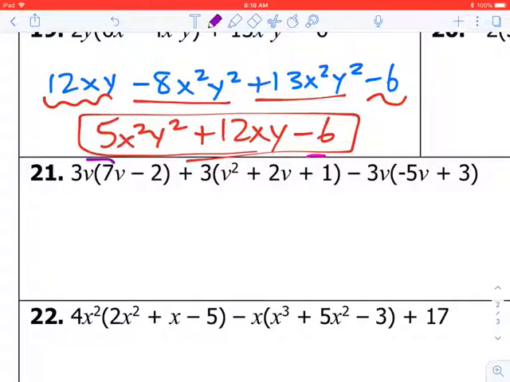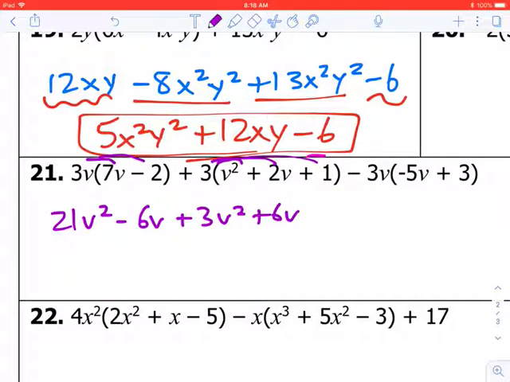Okay, so the first one, 3 times 7 is 21. V times V is V squared. And then we go 3 times negative 2. Excuse me. 3 times negative 2 is negative 6V. And then we go to the next one. So 3 times all 3 of these. 3 times V squared is 3V squared. 3 times 2 is 6V. And then 3 times 1 is 3.